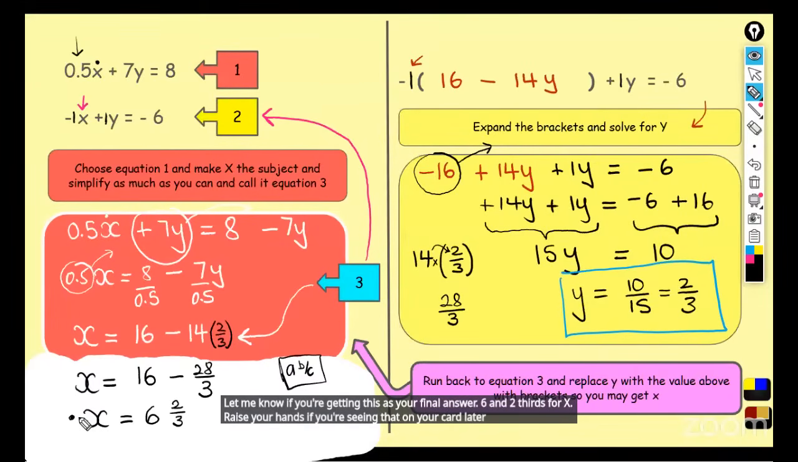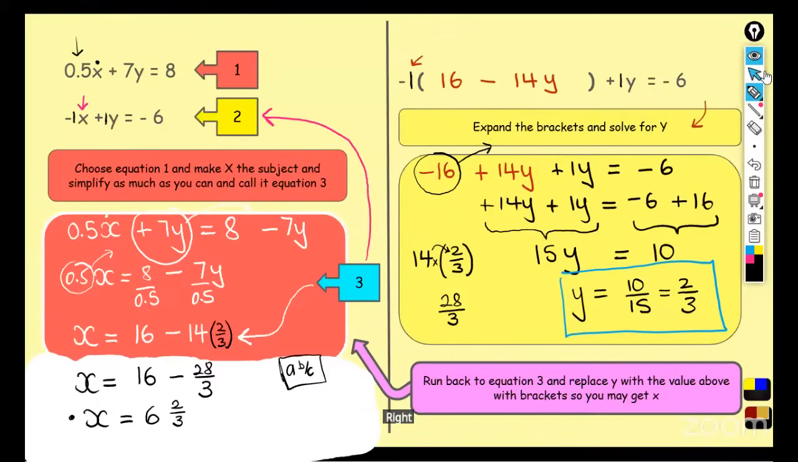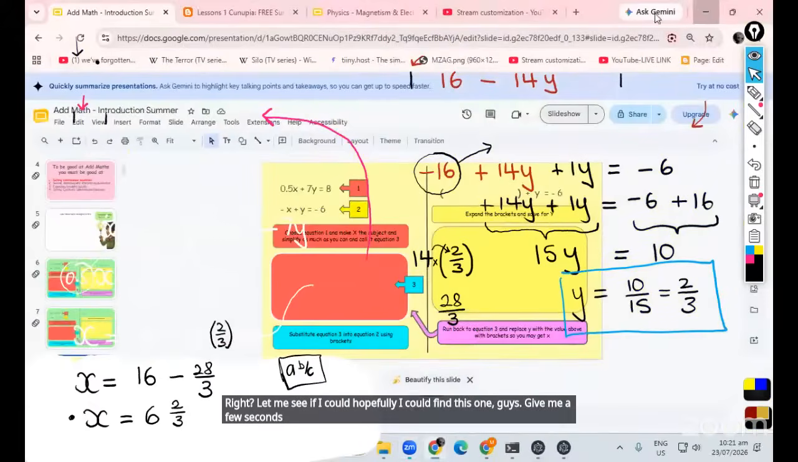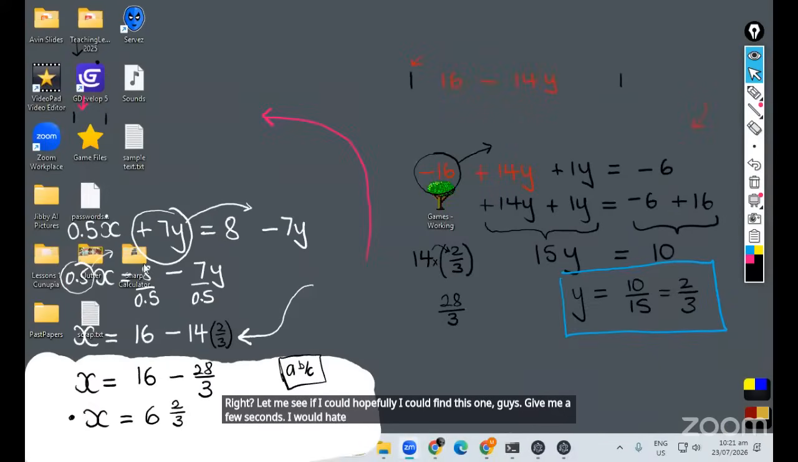Now, I know some of you may not know how to use the fractions button on the calculator. Let me see if I can load my calculator here. Hopefully, I can find it this time, guys. Give me a few seconds. I would hate to leave class without that.